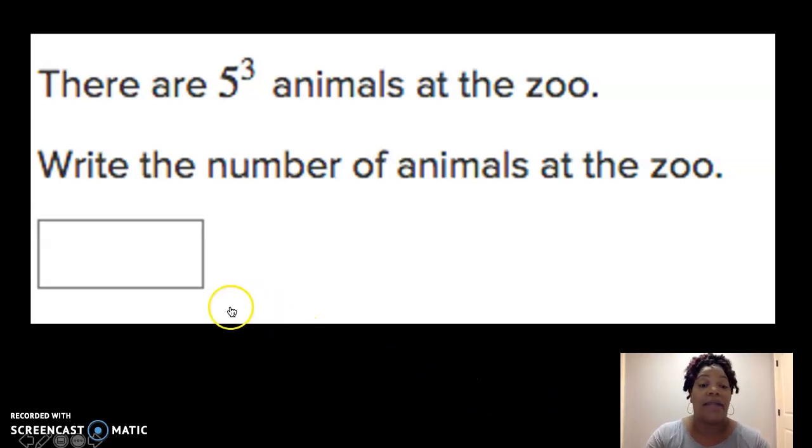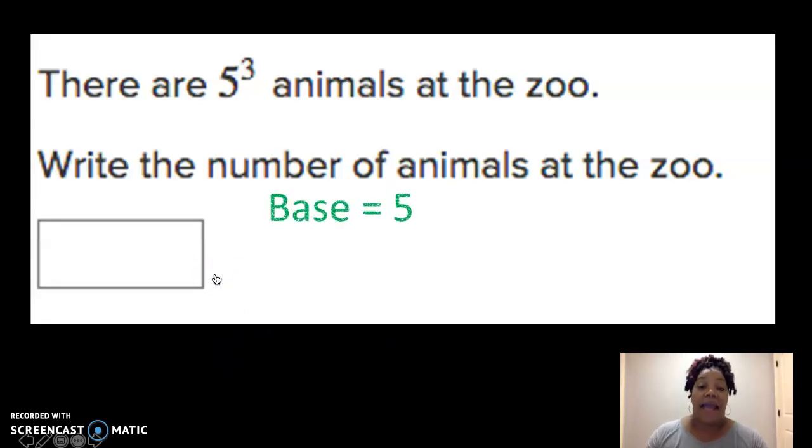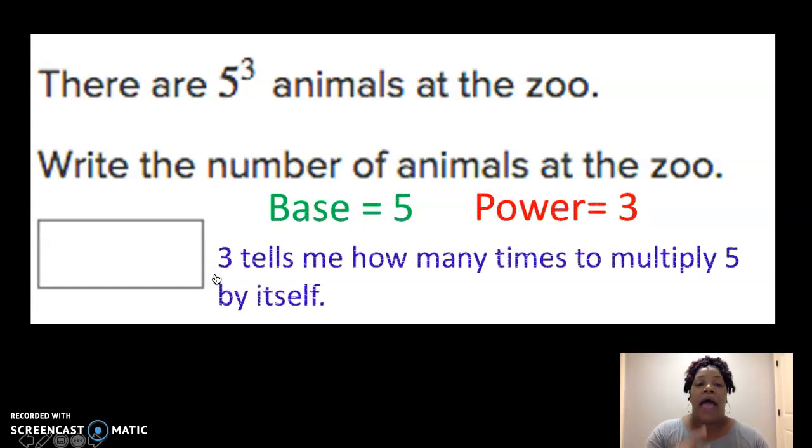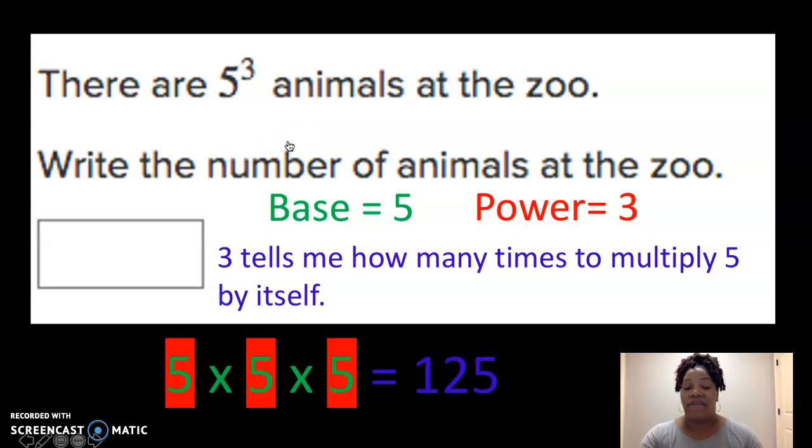Well, before we can evaluate it, let's look at what we have. We have a base of 5, a power of 3. The 3 tells me how many times to multiply 5 by itself. So I have a base of 5. I have to multiply 5 3 times. So I have 5 times 5 times 5. 5 times 5 is 25, times 5 is 125. So when I evaluate this problem, my answer is 125.